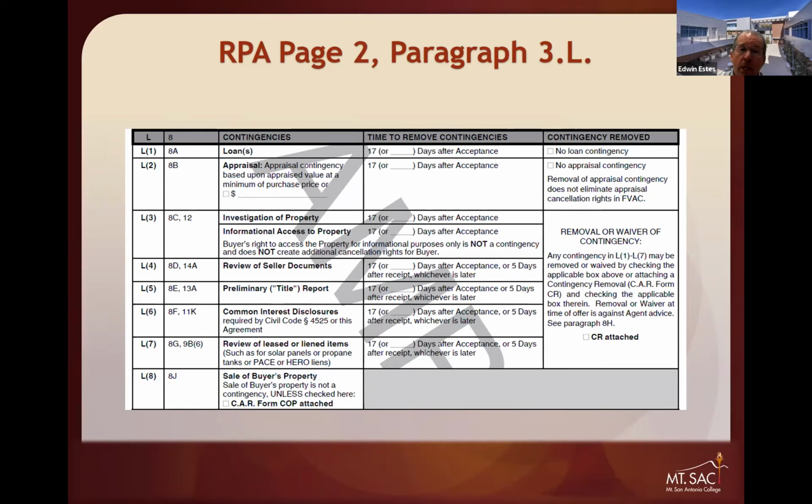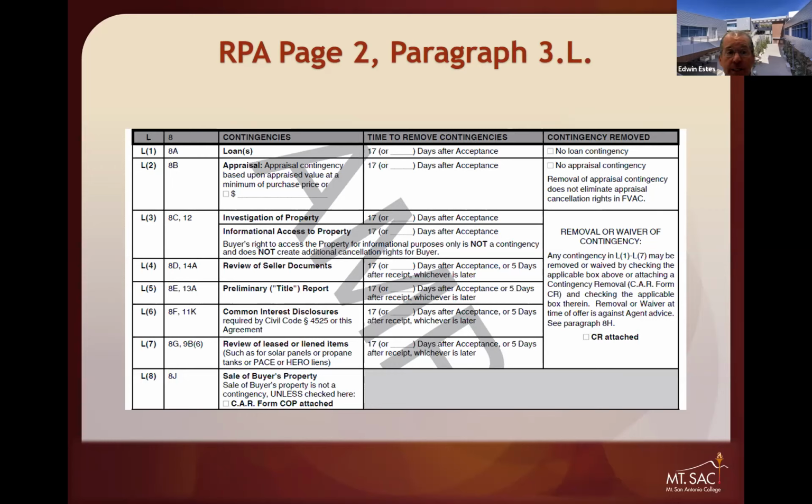Now notice, not a contingency, but a covenant in the contract is seller is agreeing to give informational access to the property, okay? So the buyer, even if they waive all their contingencies, the buyer still has the right to investigate and go inside and look around, okay? They may not have a reason to cancel, but they can still investigate.